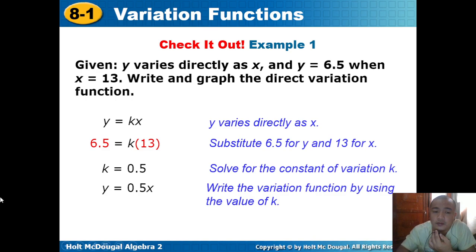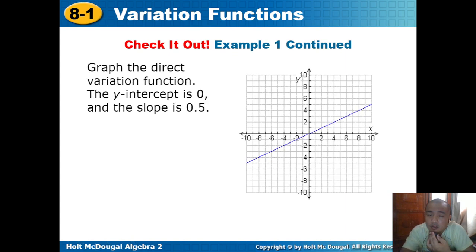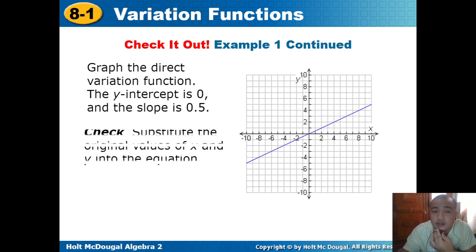y equals 0.5x is a linear equation of the form y equals mx plus b. This is the equation of the direct variation. At the same time, this is also a linear function wherein the slope is 1/2, or 0.5. Since the y-intercept is 0, it will pass through the origin, and with slope 1/2, rise 1, run 2. So the slope is 1/2. Connecting the points we have here, this is the graph of y equals 0.5x.